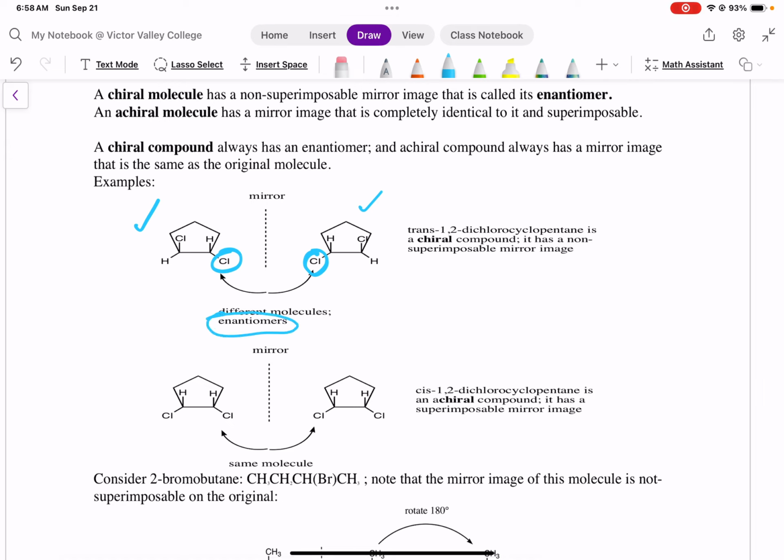Now they're different not because they have different kinds of atoms. They all have chlorine, carbon, and hydrogens. They all have the same structure. The only thing different is this chlorine is on the right side and that one is on the left side. That's the only difference. That's called spatial arrangement. So these two isomers are very special isomers known as stereoisomers, specifically enantiomers.